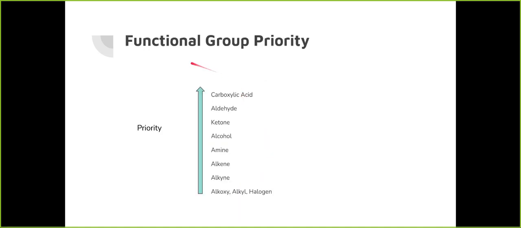All right, functional group priority. Amines fall right below alcohols. So I reproduced this list from a previous chapter, and I just added the amine in here. It's above the alkene and below the alcohols. So if you have different functional groups, then you have to decide on your priority again.